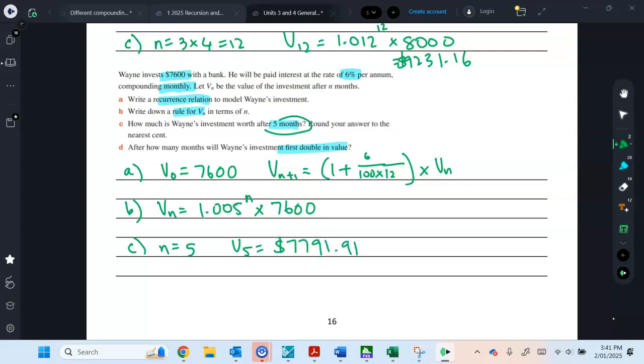Now, obviously, you can also do this in your sequence. It's only 5 months, so it probably wouldn't make any difference. You know, you're not scrolling for forever. After how many months will it double in value? So we want Vn to be greater than double 7,600, which is 5,200. No, it's not. It's 15,200, silly Billy.